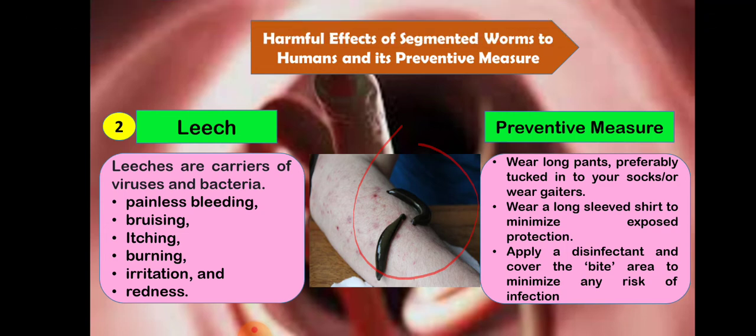So these are the preventive measures. First is wearing long pants, preferably tucked into your socks, or wear gaiters. Next, wear a long sleeve shirt to minimize exposed skin. And lastly, apply a disinfectant and cover the bite area to minimize any risk of infection.